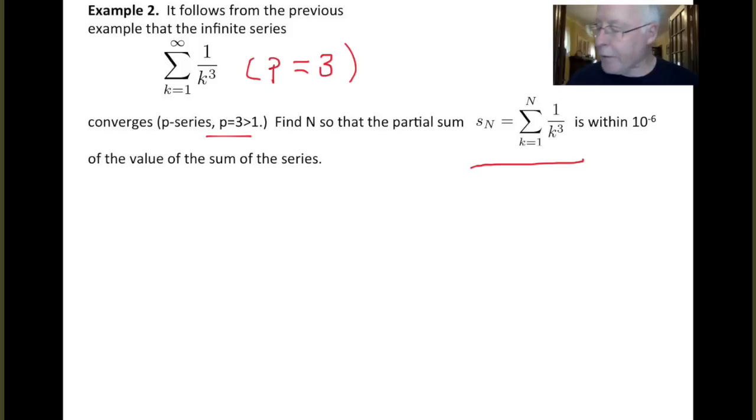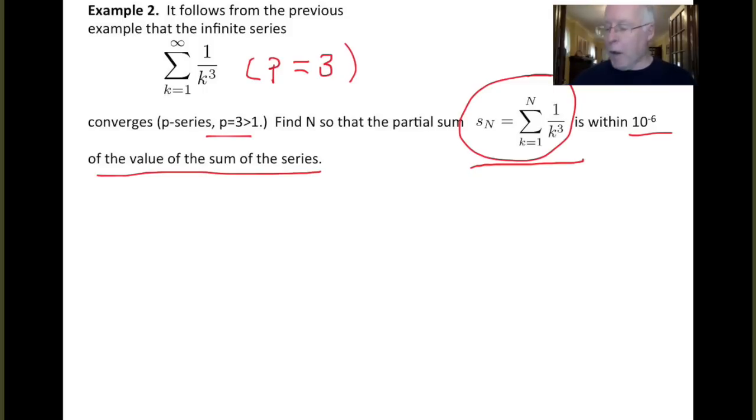The goal is this. We want to find a capital N so that this partial sum, if we add those up, is within 1/1,000,000th of the true value of the infinite series. So it turns out that nobody knows exactly what the sum of this series is. Mathematicians, in fact, have worked on this for years, but no one knows yet what the actual sum is. So if you want to say something about the sum, you probably have to approximate it. One way to approximate sums is by taking partial sums and taking a large partial sum so that the s sub n is very close to the limit of the partial sum sequence, which of course is the sum of the series.